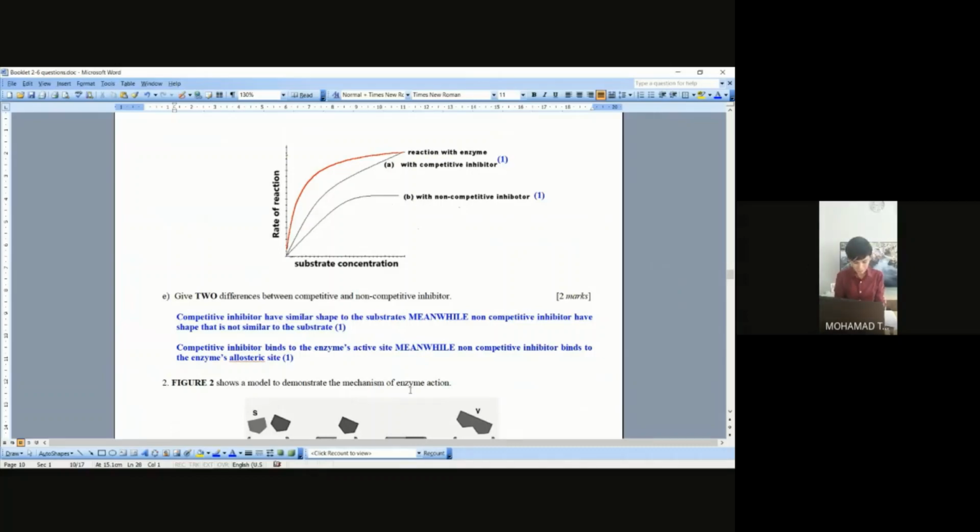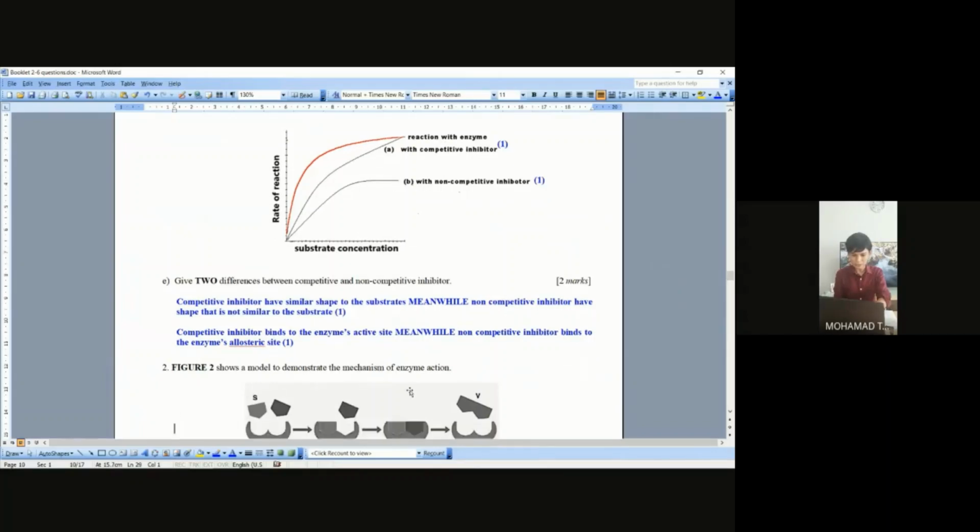The second answer is that the competitive inhibitor binds to the active site of the enzyme. Meanwhile, non-competitive inhibitor binds to the enzyme's allosteric site. So basically, there are two criteria where you can compare. The first one is the shape of the inhibitor with the substrate. You compare those two, and another criteria that you can compare is where it binds, the location where it binds. All right, so that settles the first question.